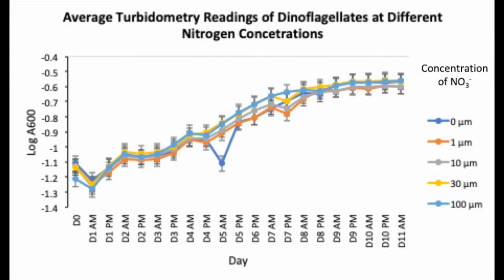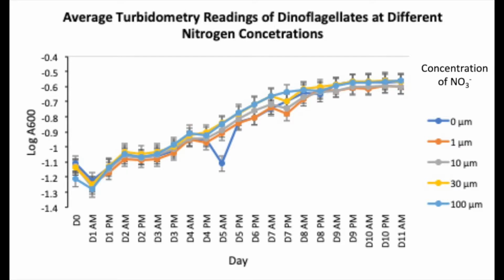This graph shows the average log of the absorbance readings taken twice a day for 12 days. Each line represents different concentrations of nitrate. The data shows that each tube increased at relatively the same rate, indicating that increasing the concentration of nitrate had no impact on increasing growth rate, supporting our null hypothesis.